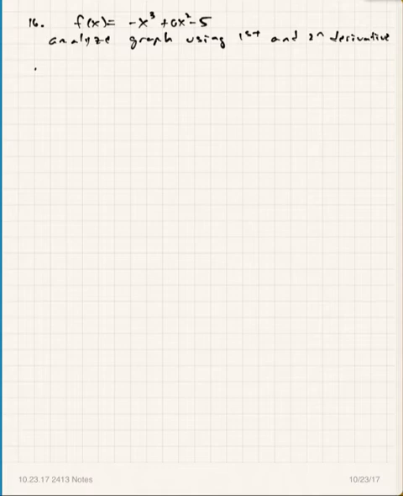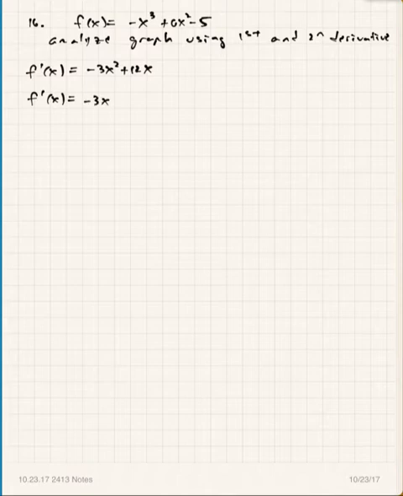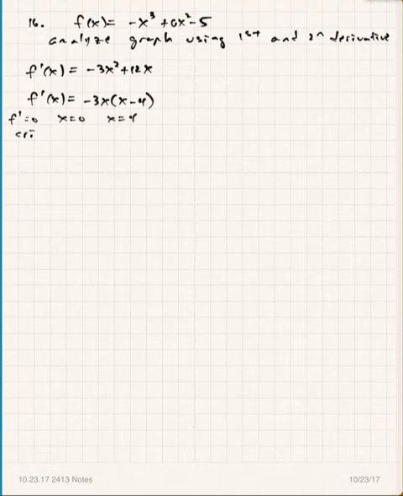Okay, so the first derivative of this function is negative 3x squared plus 12x. And when we factor that, we take out a common factor of negative 3x, and we're left with x minus 4. We go ahead and set the derivative equal to 0, and x is 0 and x is equal to 4, and so those are my critical numbers.